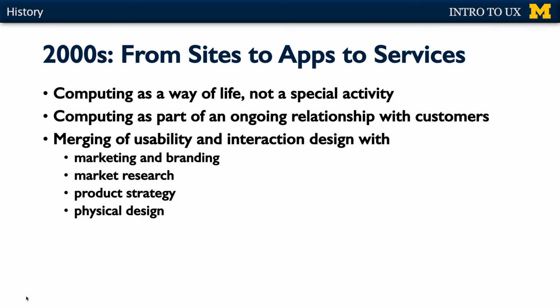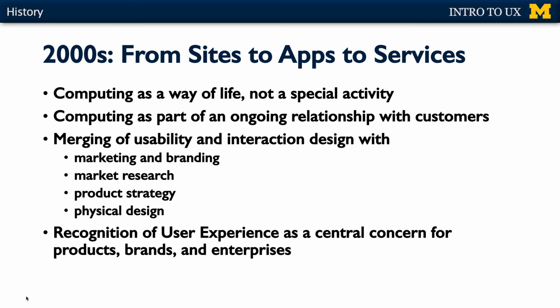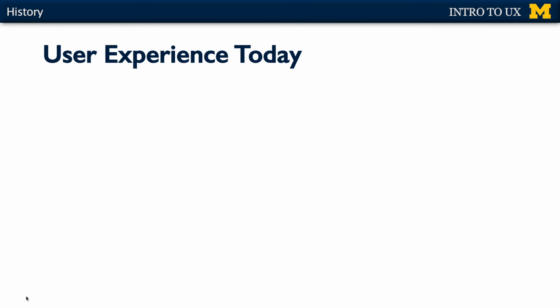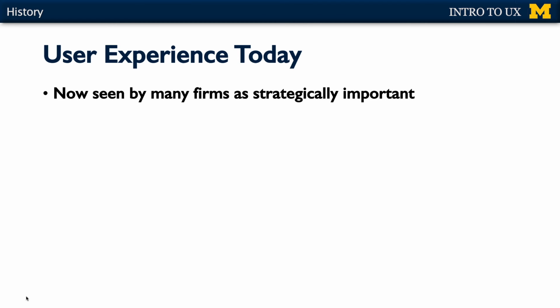And also increasingly a merger of usability and interaction design with physical design as we start to move off of the web and into mobile platforms and wearables and the Internet of Things and all kinds of other forms of technology. And fundamentally, what we've seen throughout this phase of the history of user experience is a recognition of user experience as a central concern for products and brands and enterprises. So it's no longer a peripheral concern or an afterthought, but often a central concern that is essential to the success of these enterprises.